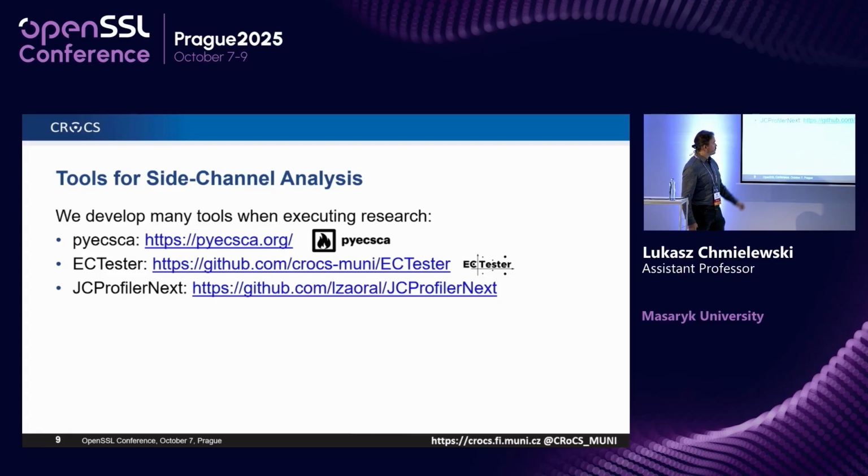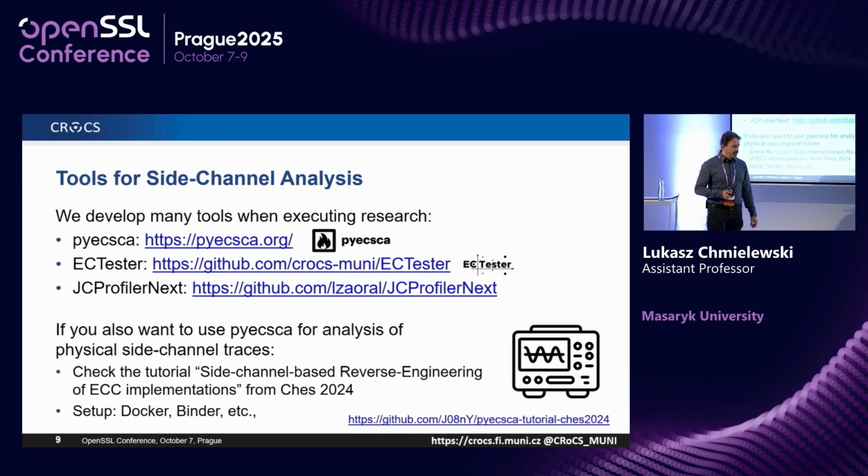but we also work on many more tools. Here I mentioned JC Profiler Next. JC Profiler Next is a tool for timing analysis of Java Card code. Additionally, what I wanted to mention is that pyecsca can also be used for the analysis of physical side-channel traces. So if you have a real oscilloscope, you can measure power or EM emanations. Then you can also use it for that. Here I put also a link to the tutorial if you want to experiment with that.